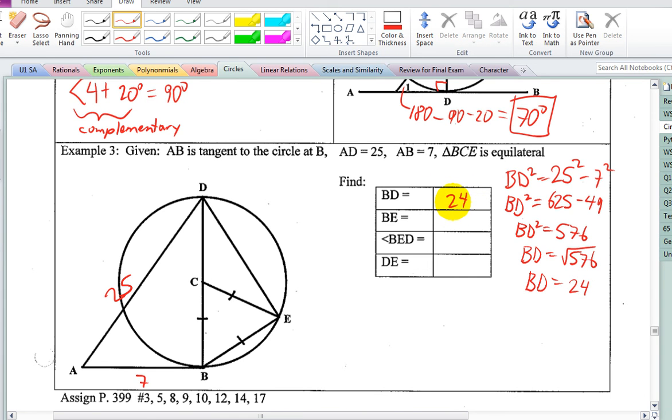Then what's the length of BE? This whole thing is 24. Well, then CB must be half of that, 12. And so they're all 12. What's angle BED? Well, it's got to be 90 degrees. That's because it's inscribed to the diameter. Now you can find the length of DE. So find the length of DE now. You're going to do Pythagoras again.